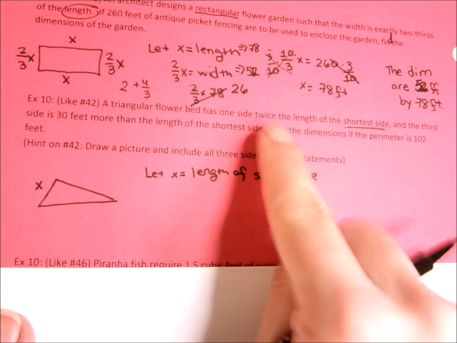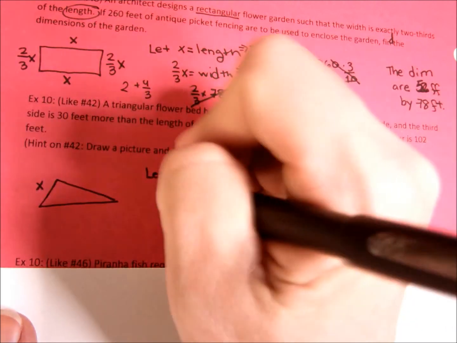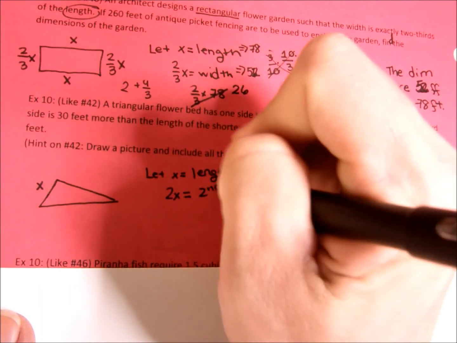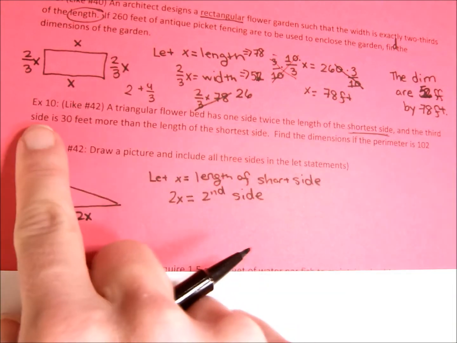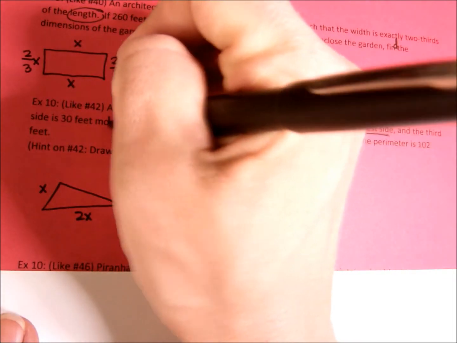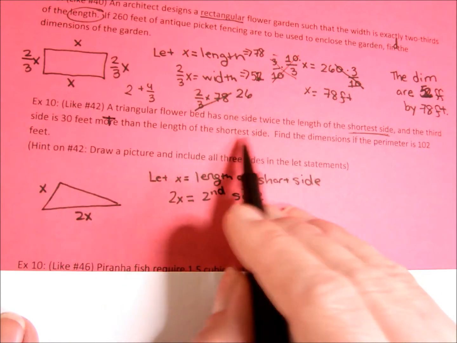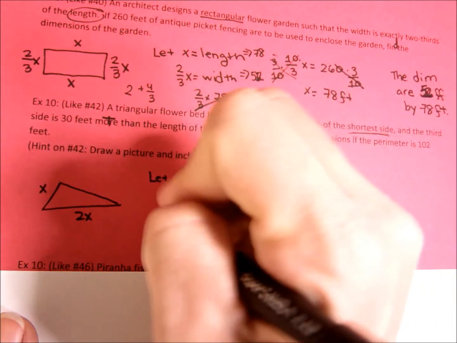How did I say twice the length for the other side? 2x equals second side. I'll just label this guy down here. It doesn't matter where he goes. The third is 30 feet more. What is more? Plus. Very good. Than the shortest side. So base it off of the shortest side. What's 30 feet more than x? 30 plus x, or x plus 30.